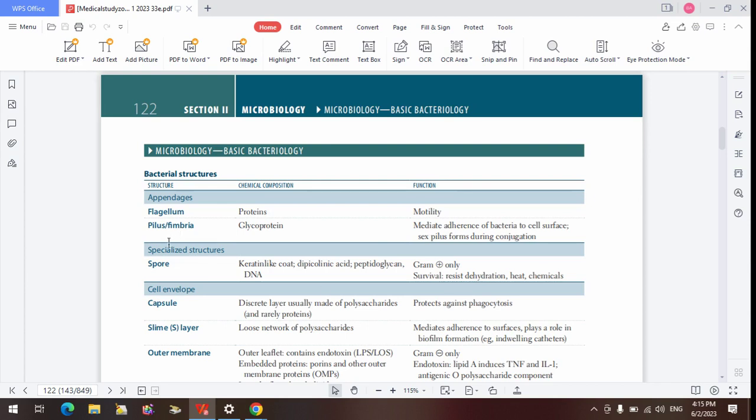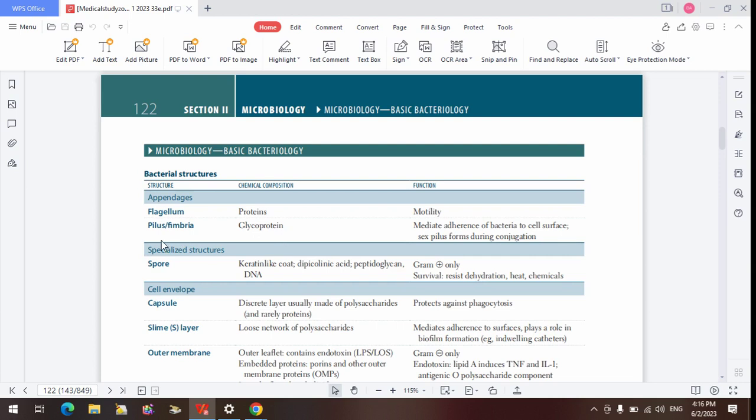The next appendage is the pilus. So let's talk about the pilus. Both the pilus and the fimbriae are made up of glycoprotein. Now, before I move on, flagellum can be present in both gram-negative and gram-positive bacteria. Any one of them can have it. So the pilus and the fimbriae, both of them are made up of glycoprotein. They contain glycoprotein. That is, in addition to the protein, we have some carbohydrate component to them.